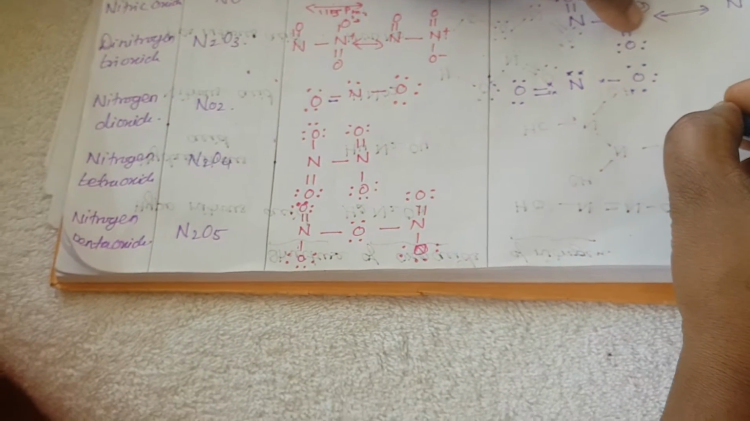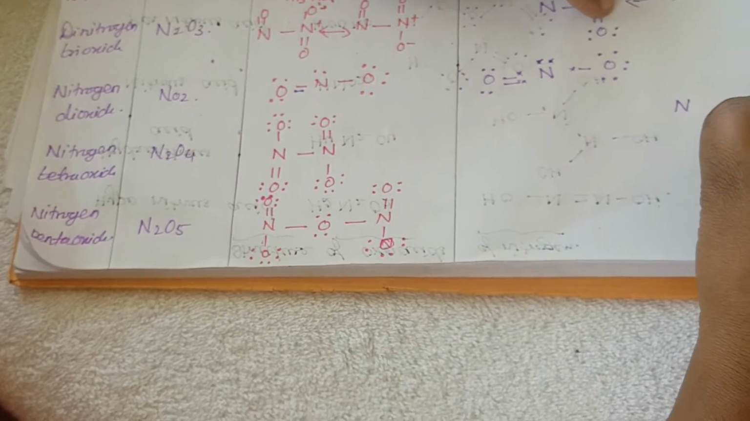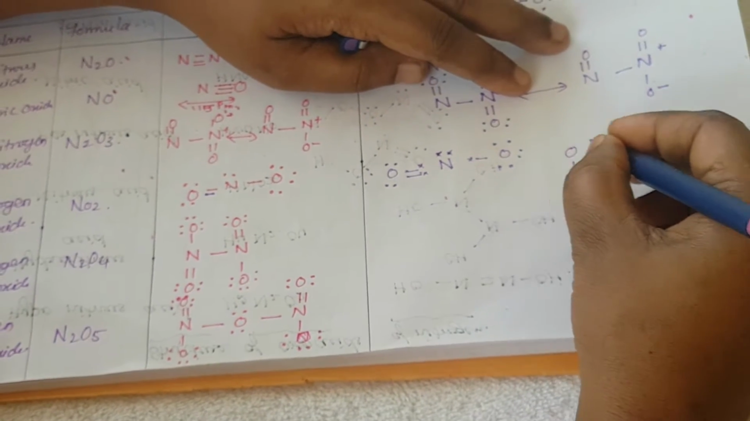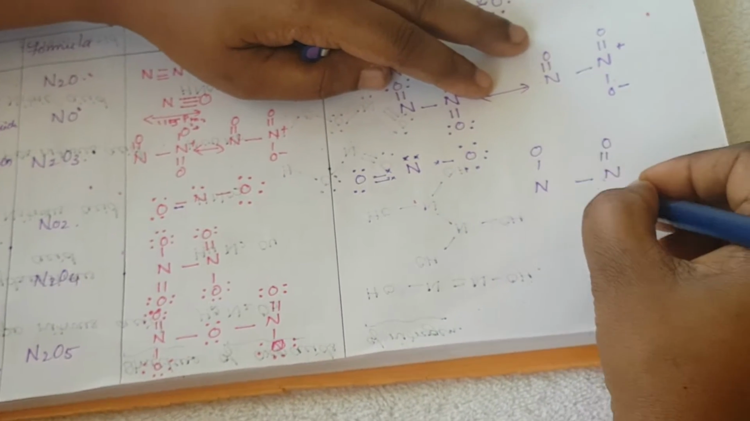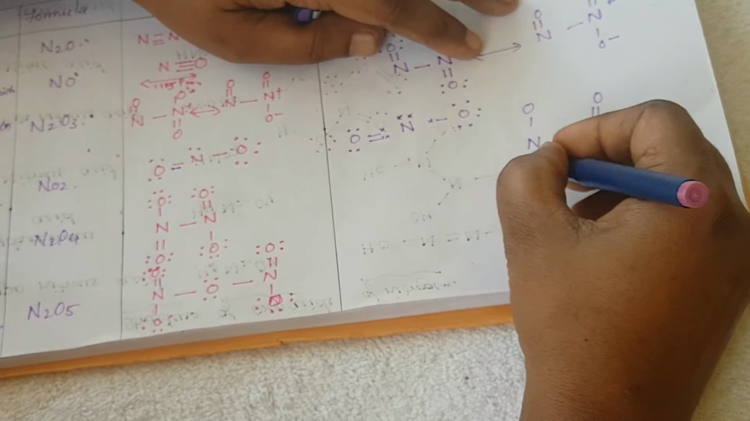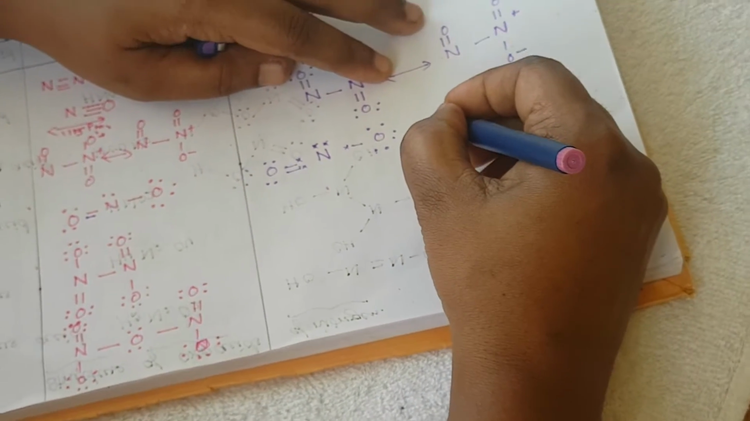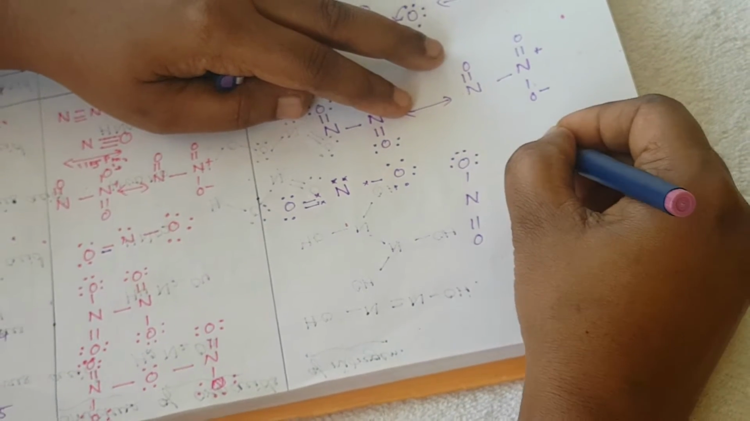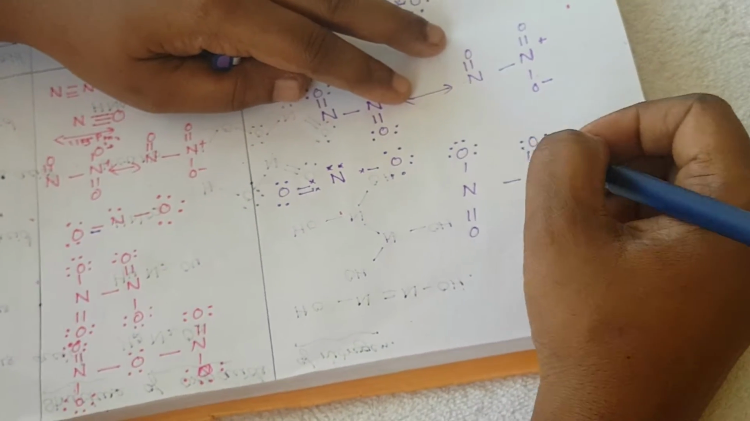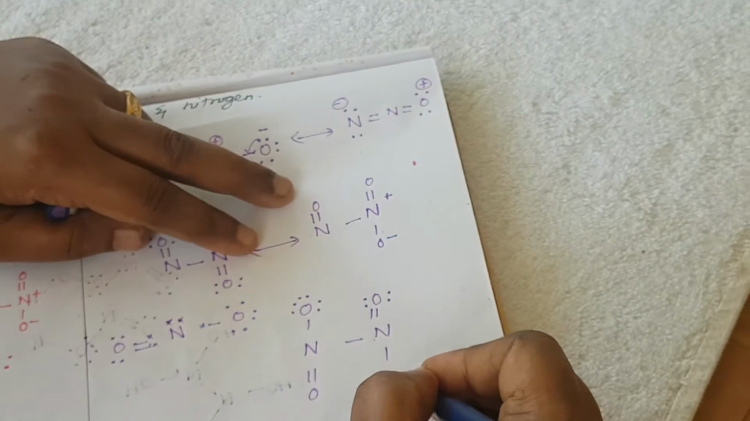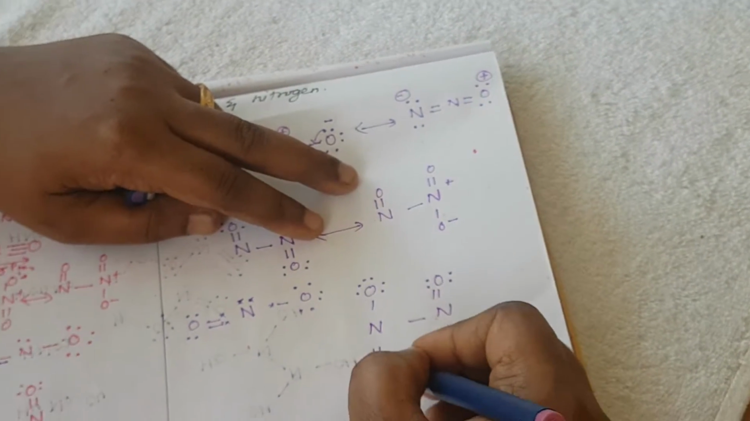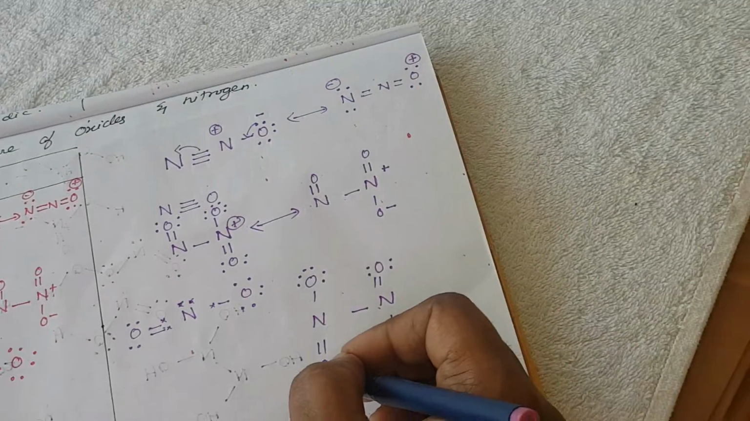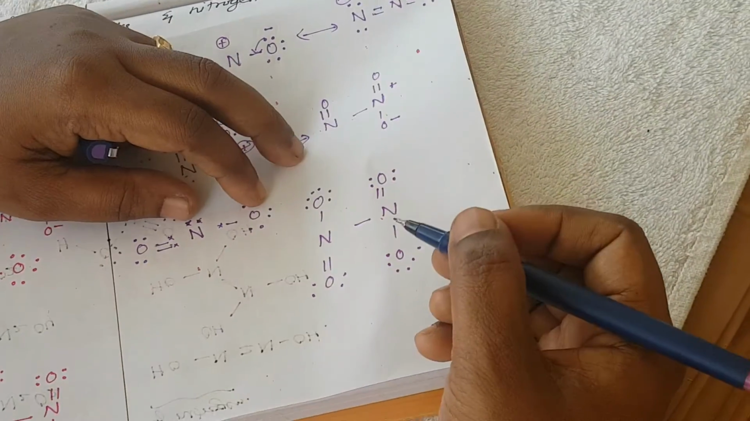Another one, nitrogen tetroxide. Nitrogen tetroxide also you can draw the structure. Nitrogen tetroxide, 4 oxygen. Okay, oxygen. So here single bond, here double bond. I already told you, single bond means how many dots? 6 dots. So double bond means 4 dots, because of the sharing of electrons with the other atom. So here that is 6 electrons, here also 4 electrons. Remember that single bond means 6 electrons, double bond means 4 electrons.